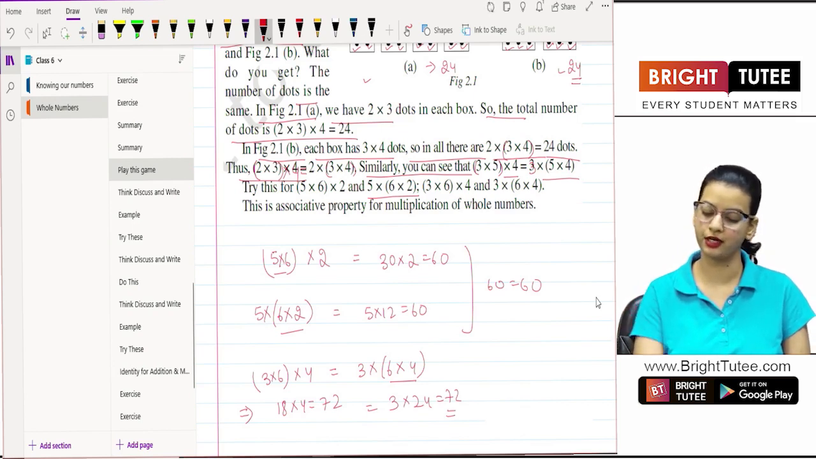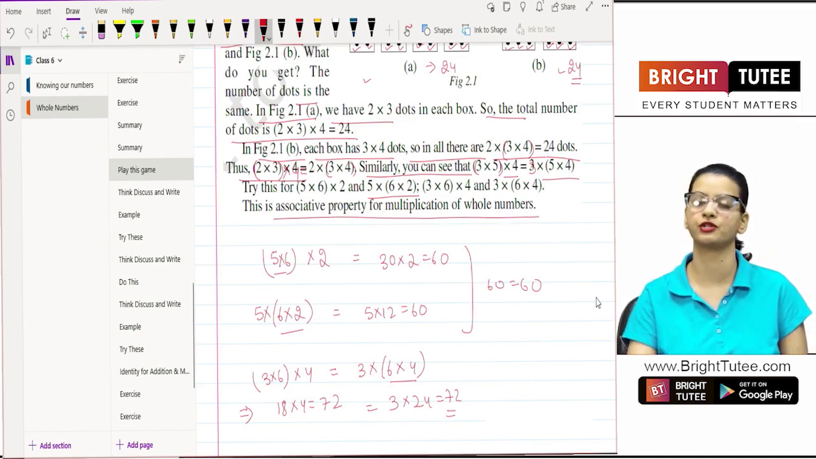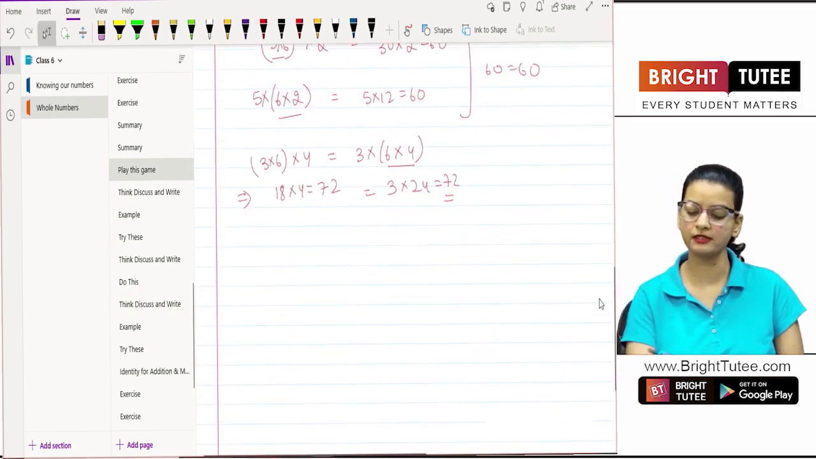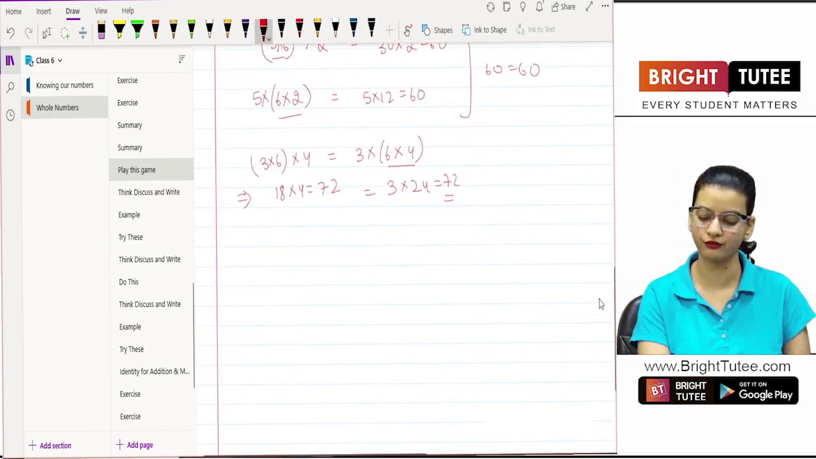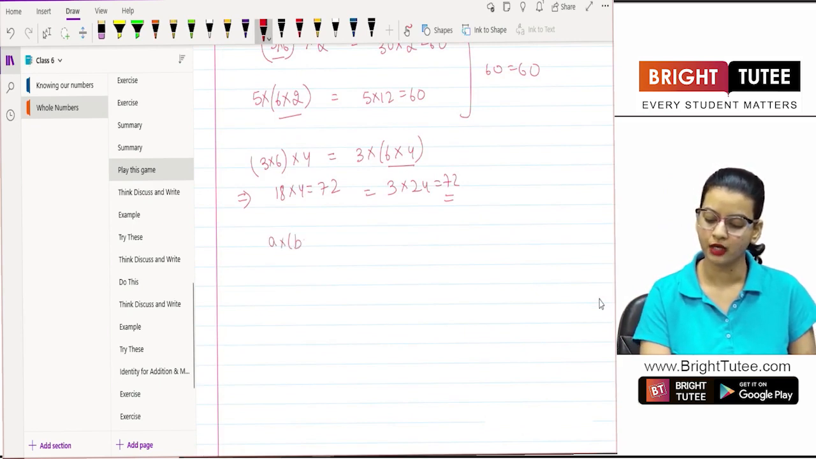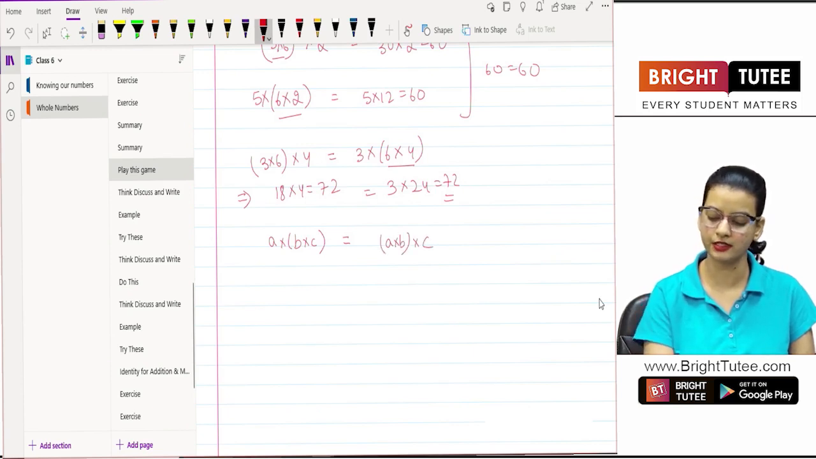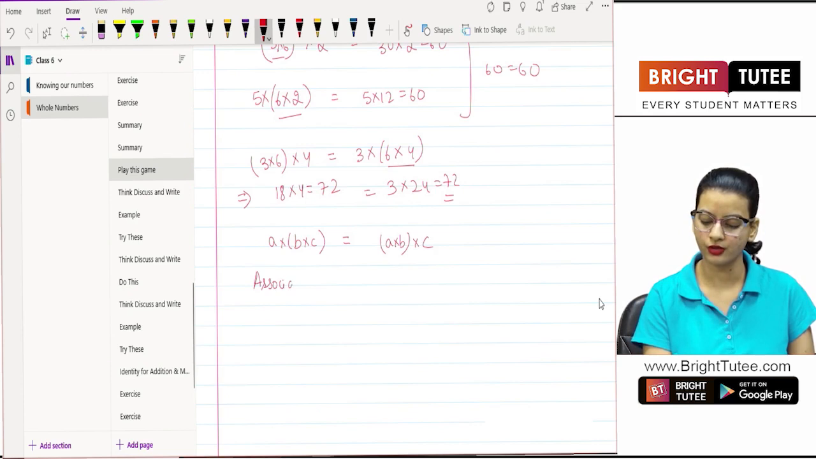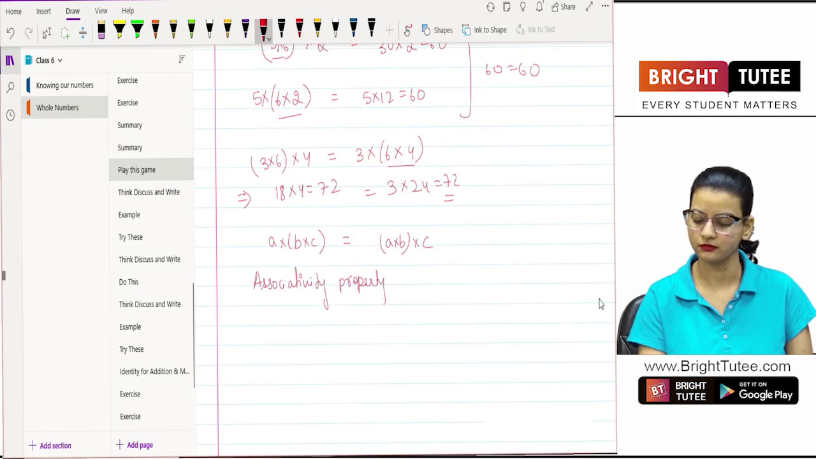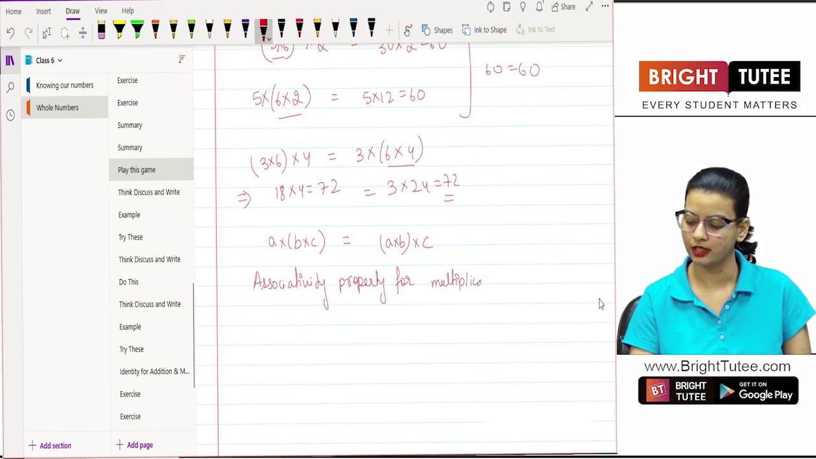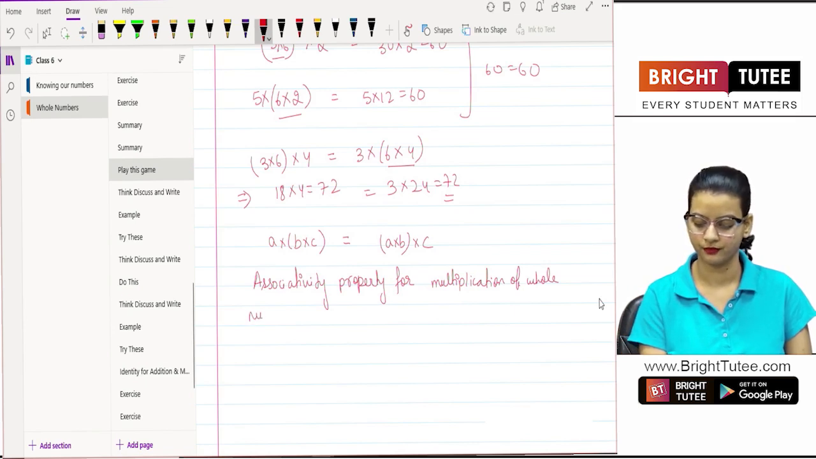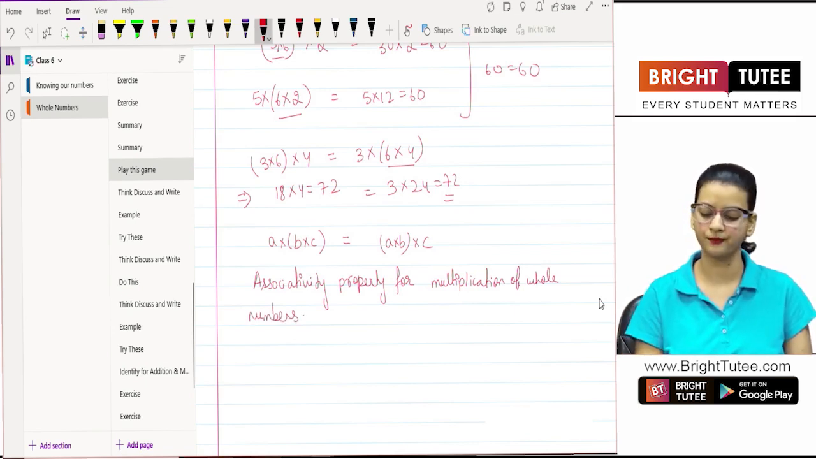Thus, what we find here is the associativity property for multiplication of whole numbers. So, (A into B) into C is equal to A into (B into C). This means this is the associativity property for multiplication of whole numbers.